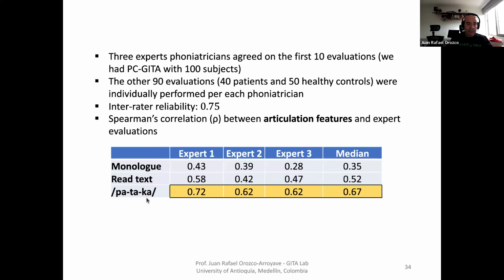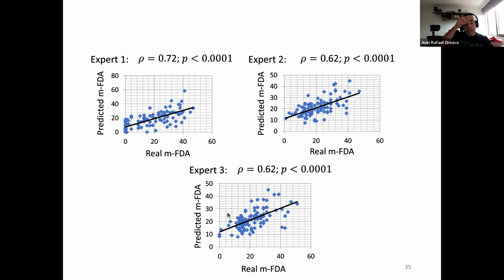And in the particular case of the PATACA evaluation, which is called DDK task or diadochokinetic evaluation, we found the best results, which makes sense because this subscale was designed for articulation evaluation specifically. And the PATACA test is the most accurate or most specific task to evaluate the control of the lips, the tongue, and the velum for P, T, and K, respectively. And then these are the plots of the correlations that we obtained.